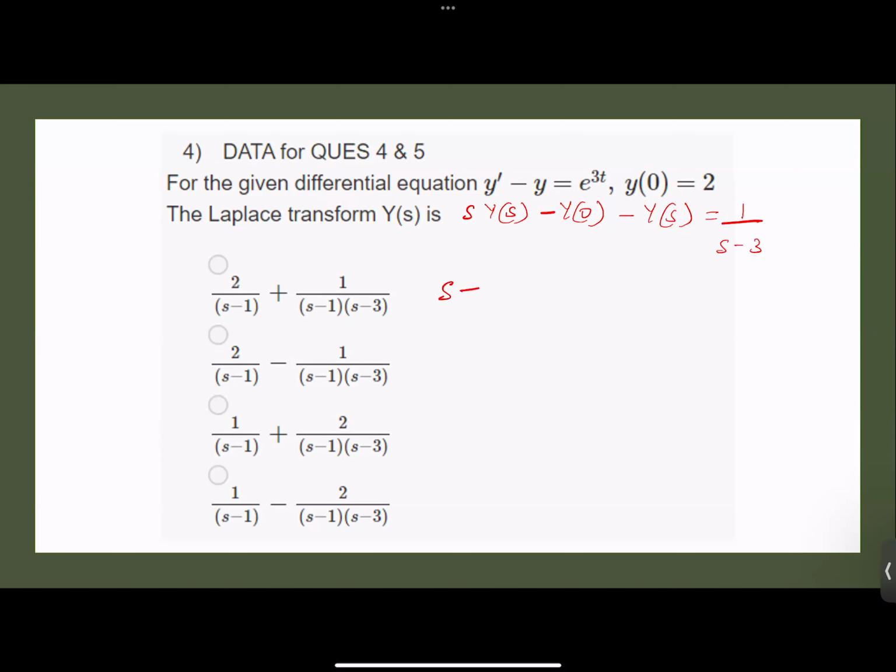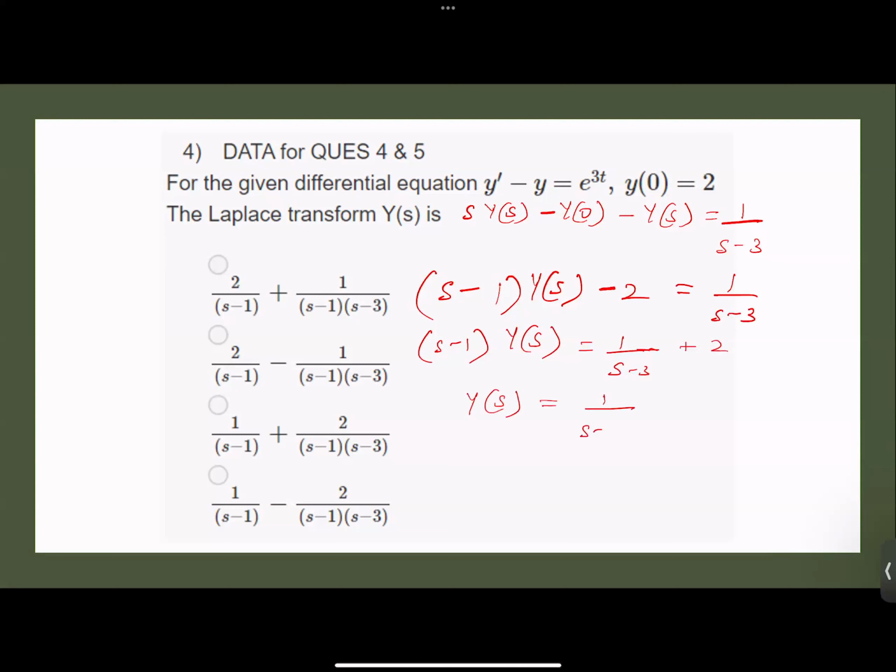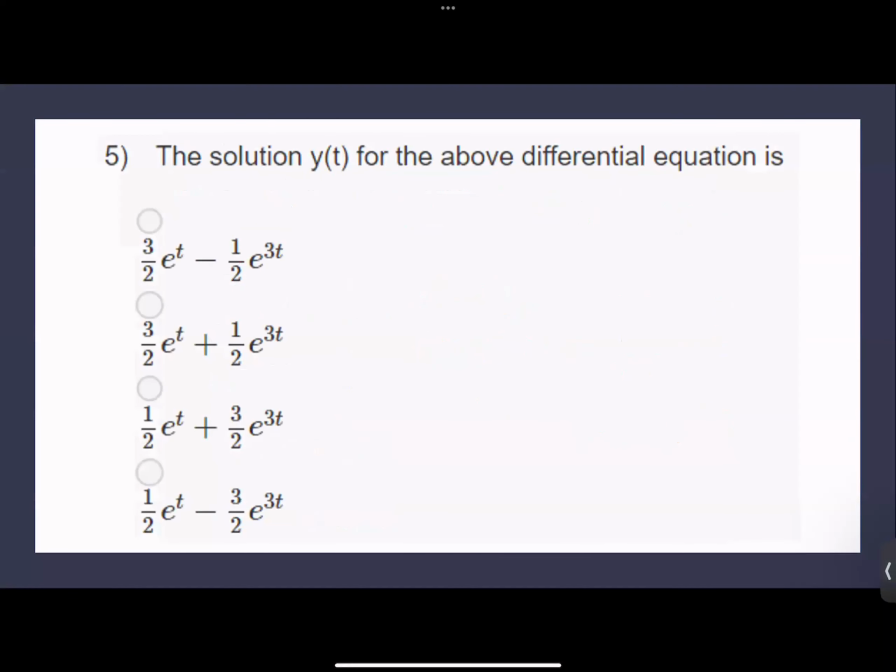Do you get s minus 1 Y of s minus y naught, which is 2, equals 1 by s minus 3? So s minus 1 Y of s is 1 by s minus 3 plus 2. And so Y of s is 1 by s minus 1 times s minus 3, plus 2 by s minus 1. Which option is it? It's the first one. Correct? Yes. Now the next question is, find the solution for y of t. Now that you have Y of s, what was Y of s?